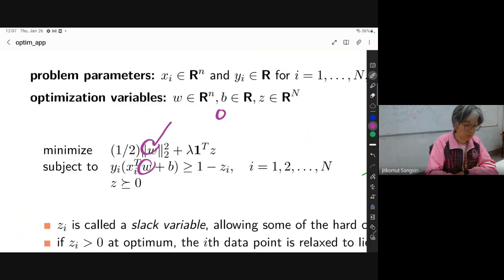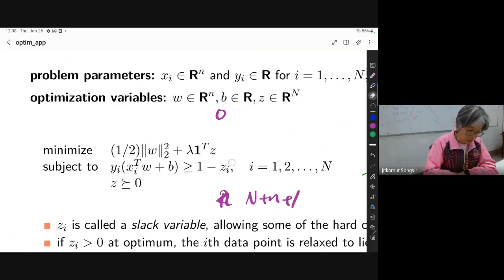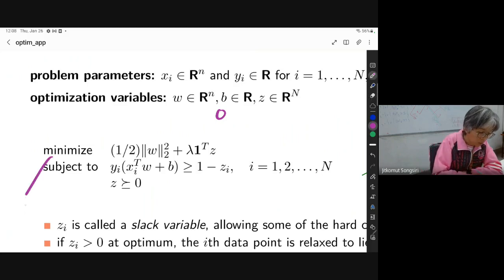W, B, and Z. What is the dimension of Z? Yes, in R^N. Now your variable will be n plus small n plus 1. Remember that this is a problem that you minimize over W, Z, and B.